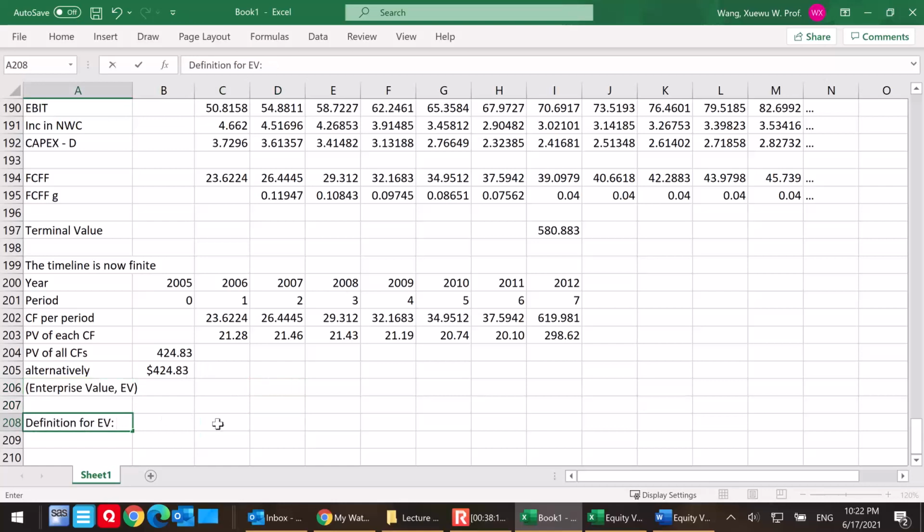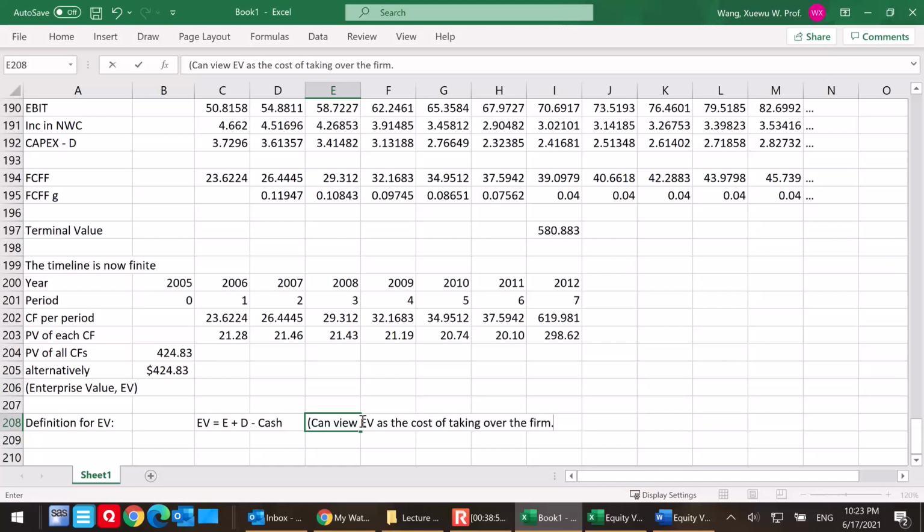Definition for enterprise value. Enterprise value is defined as the market value of equity plus debt minus cash. Okay, so that is how we actually define the enterprise value. If you want, you can view enterprise value as the cost of taking over the firm. So if you want to buy the firm, you have to pay for the market value of equity, you have to pay for the debt, and if the firm has cash, well, you can actually seize all the cash and use that to pay.